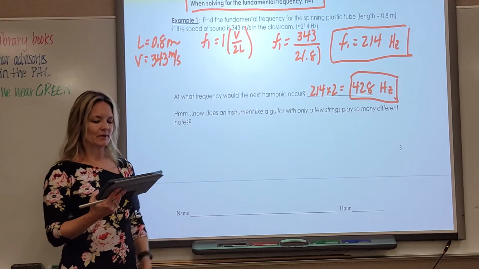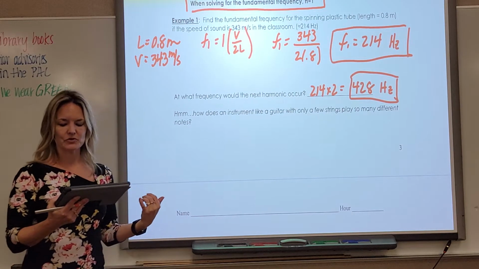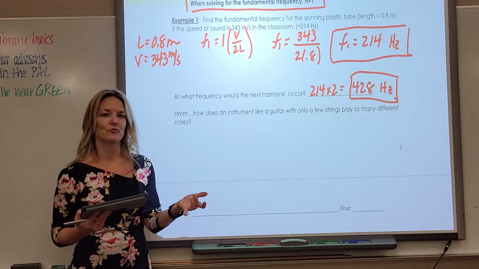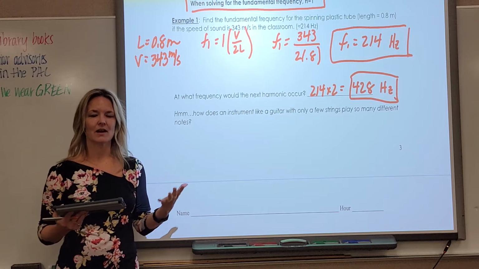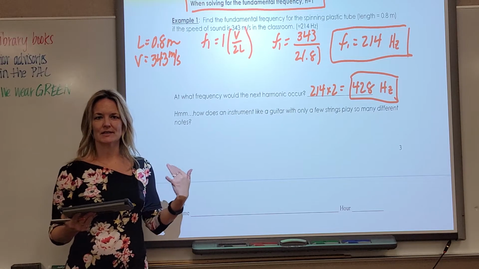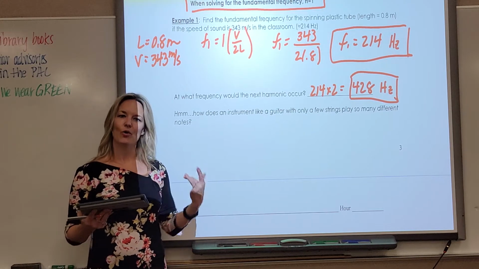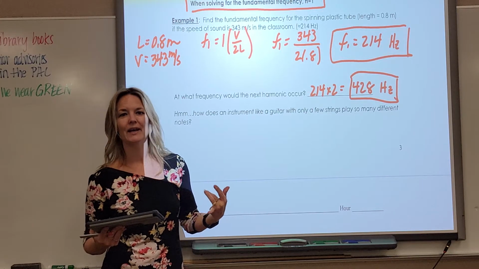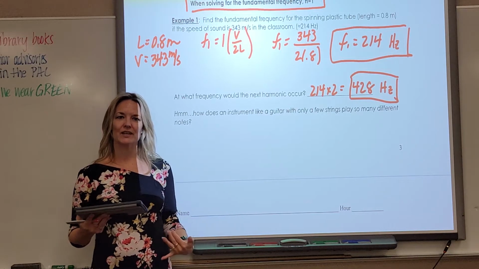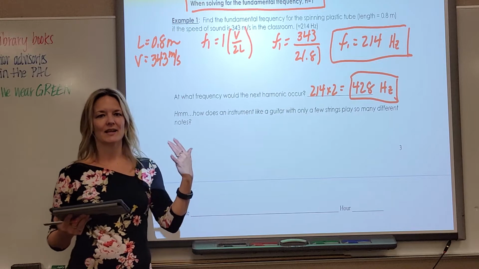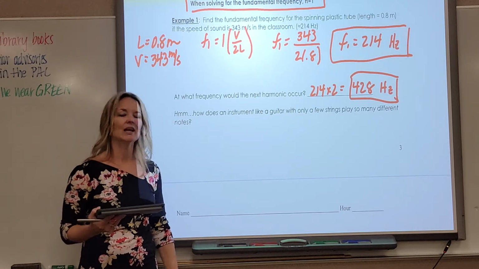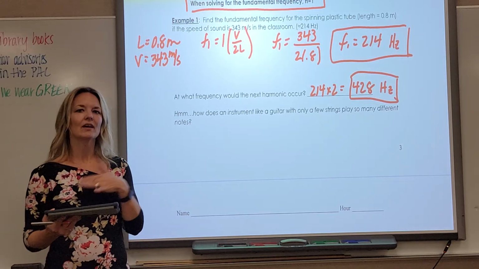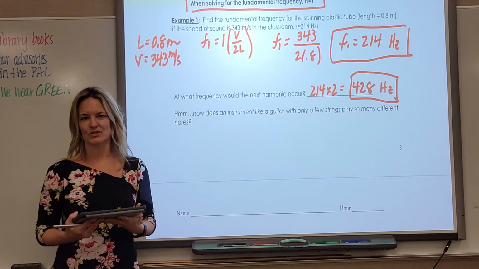Question, how does an instrument like a guitar with only a few strings play so many different notes? If you have seen somebody or have played the guitar, you'll notice that there's certain places that you put your fingers. When you hold it, you are holding it at a node. If you move your fingers or hold it in a different spot, you're changing the wavelength of the string, the distance of the string, and by changing the wavelength, you're getting a whole new set of notes that you can hear.